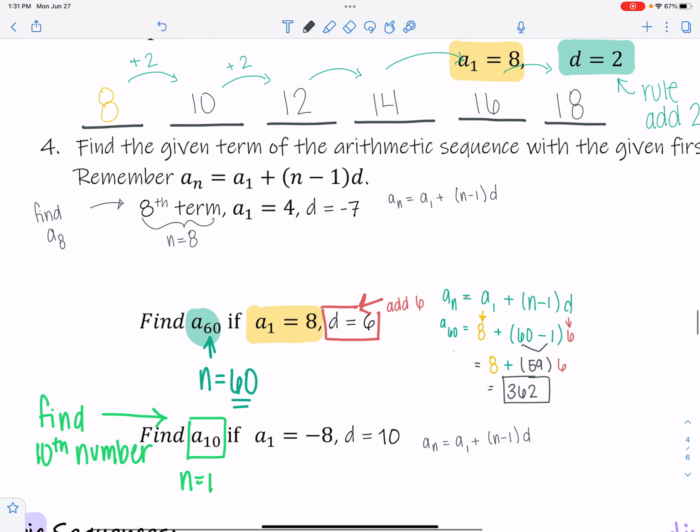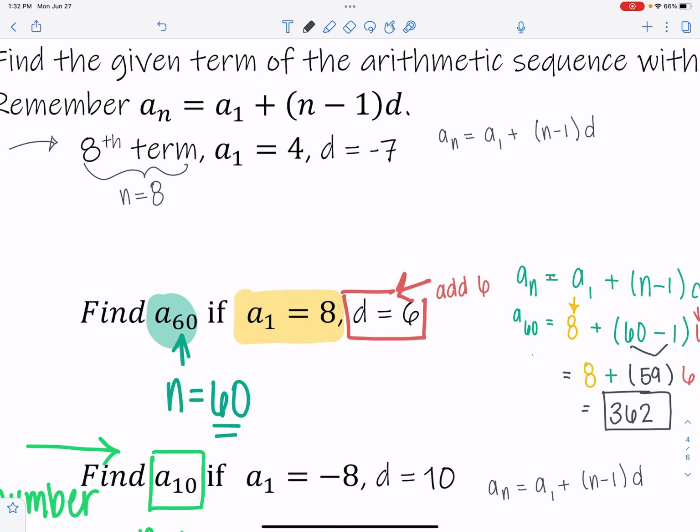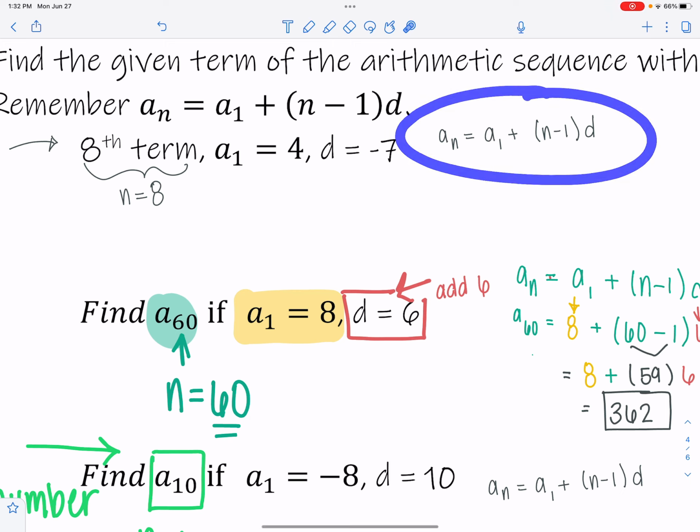Now, number 4 has 2 parts that we're going to do in the video, and the directions are the same. Now, this one says that we want to find the 8th term with a_1 equals 4 and d equals negative 7. So you could list off all 8 terms and then just keep adding the common difference until you get to the 8th term. However, I would recommend using the formula just because when they ask me for the 100th term or the 52nd term, you're not wasting time listing off all these numbers. So I just went ahead and wrote the formula over here on the right.